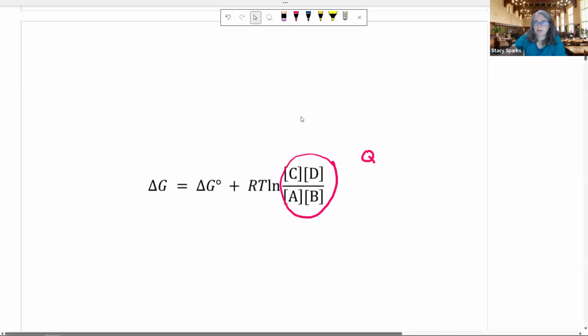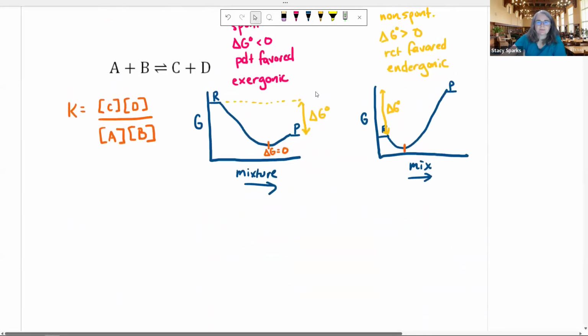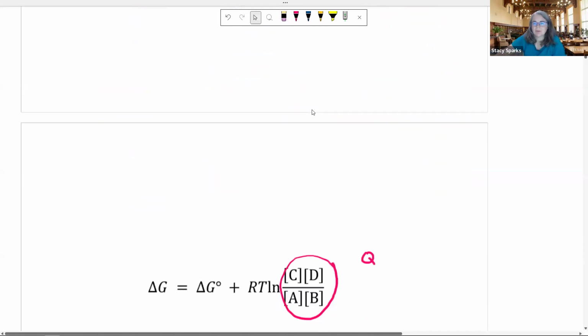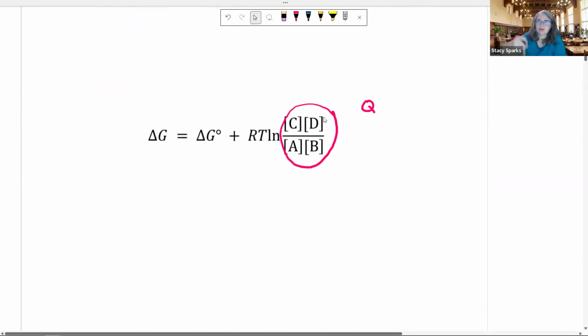So if you remember, I'm going to go back up here for a second. K is this at equilibrium. So these are the equilibrium concentrations. But we can do the same calculation and call it Q with whatever concentrations we happen to have. So this whole thing is the correction factor. It says, where are we along that curve? So how much do we need to correct our delta G standard to get our actual delta G value?